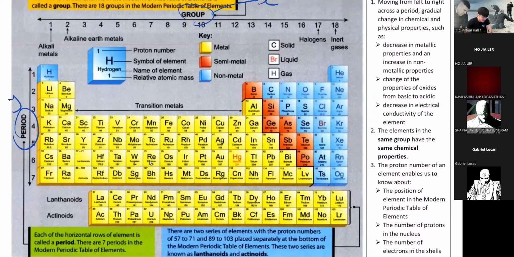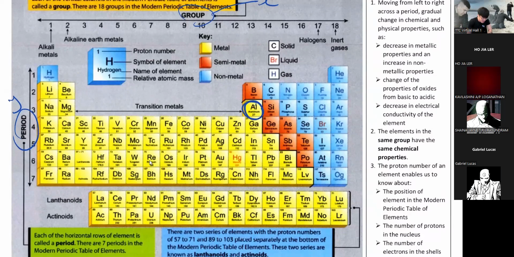how do you say it? Aluminium is here, right? So aluminium is group 13 and it is period 3. Can you see? It's like coordinate, guys.